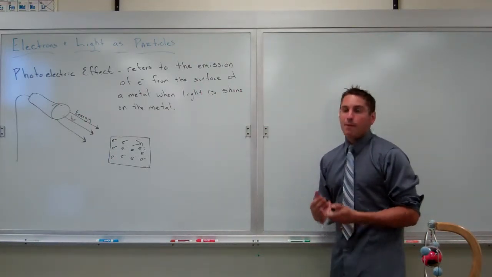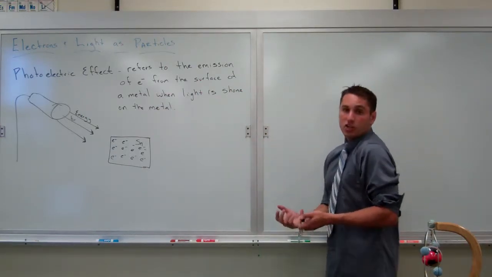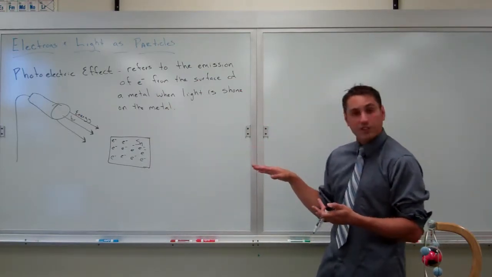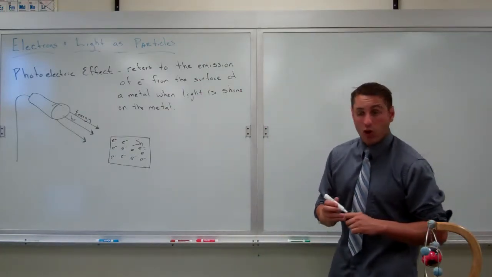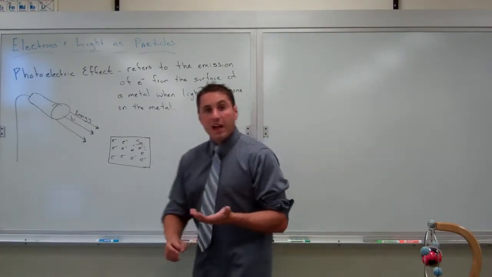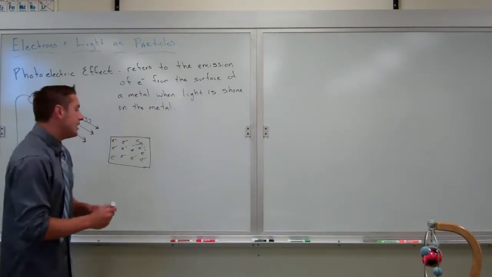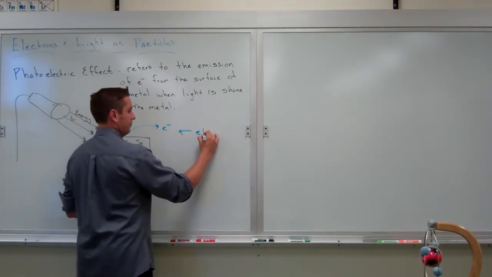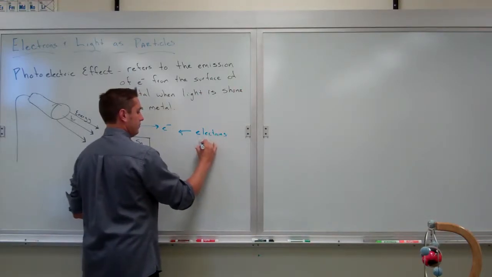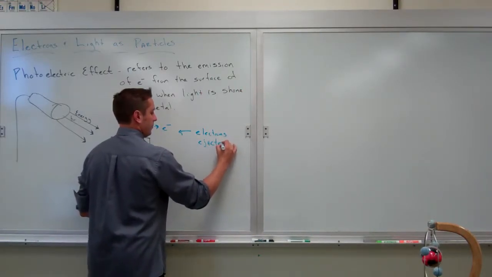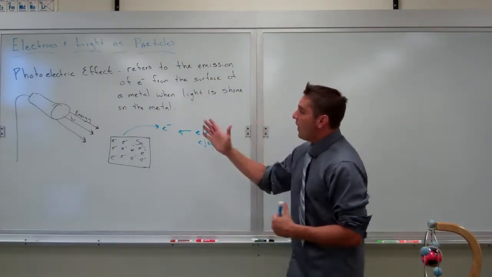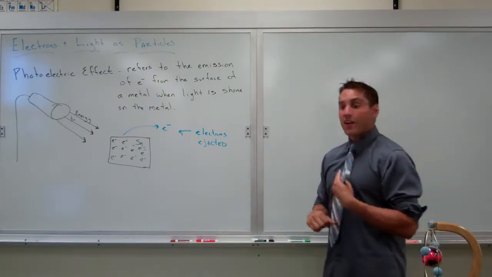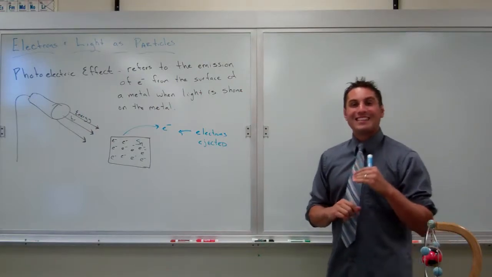So what they expected to happen was light to shine on it, and they had a detector waiting to see if any electrons would be ejected from the surface of the metal. They didn't expect any electrons to be ejected. Well, what they found out was, in fact, electrons were ejected. And the fact that the light was able to strike the electron and displace it is a very distinct property of something that is a particle.